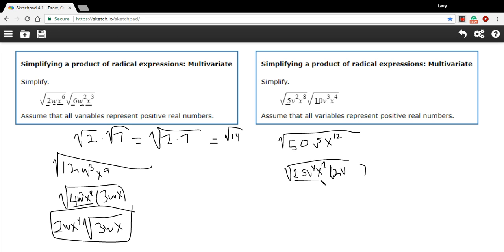Let's go ahead and take the square root of our perfect square here. The square root of 25 is 5. Square root of v to the fourth is v to the second. And the square root of x to the 12th is x to the sixth. That's all outside the radical sign. And inside we just left the 2v. So that is a little bit of work with dealing with products of radical expressions.